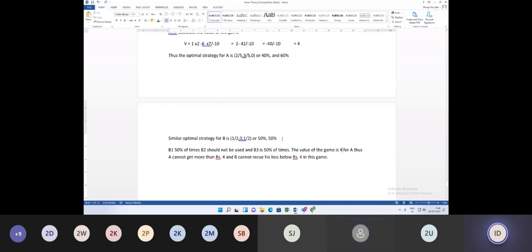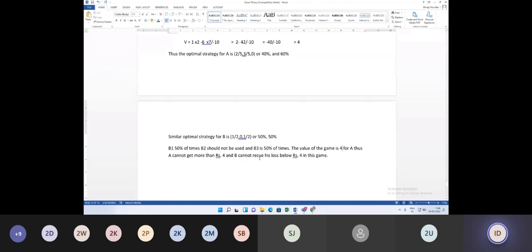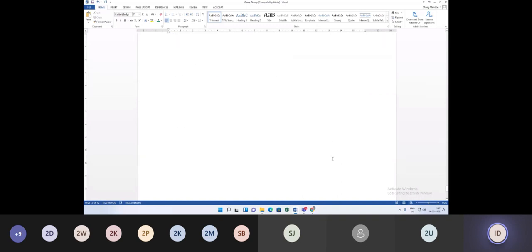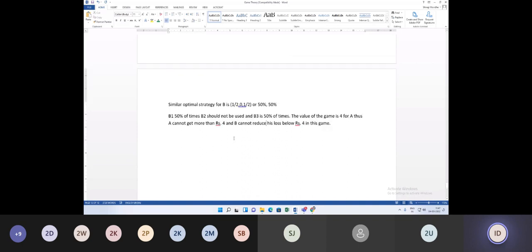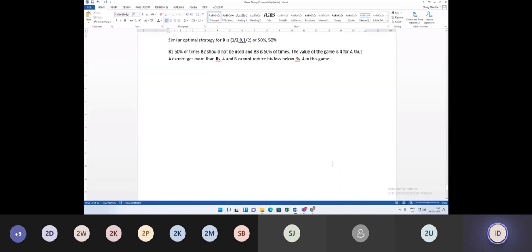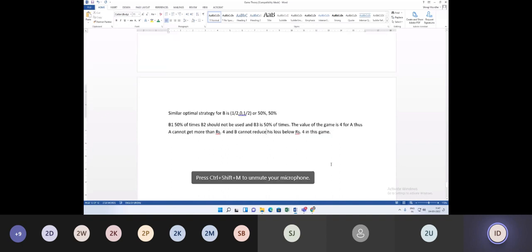Thus, A cannot get more than ₹4, and B cannot reduce his loss below ₹4 in this game. Right? Same conclusion. So again, who has to pay? The player B has to pay ₹4 to player A. Right? So this is the final conclusion.